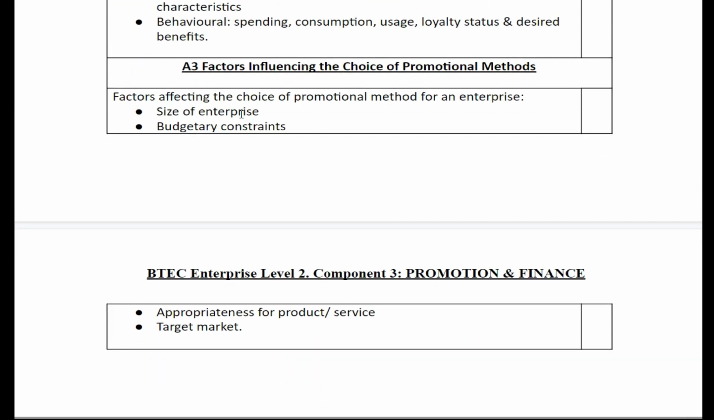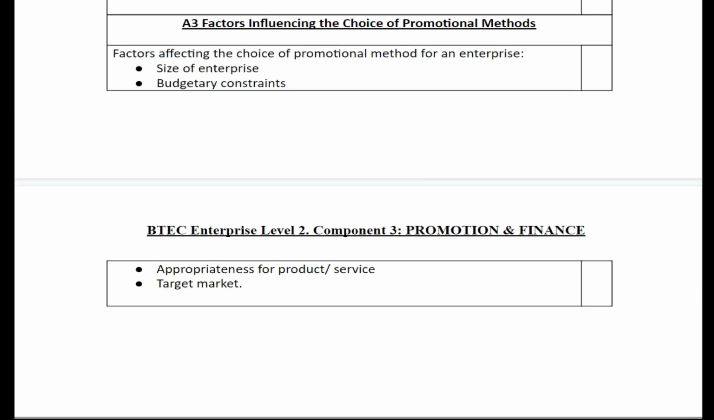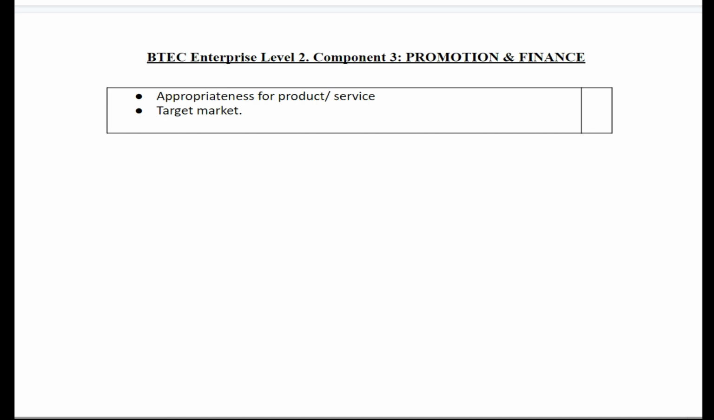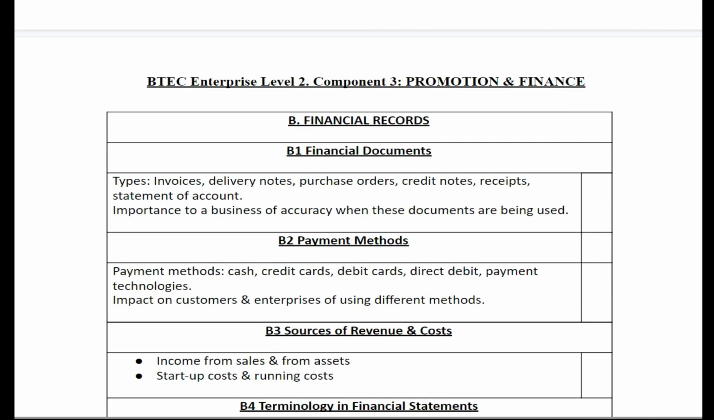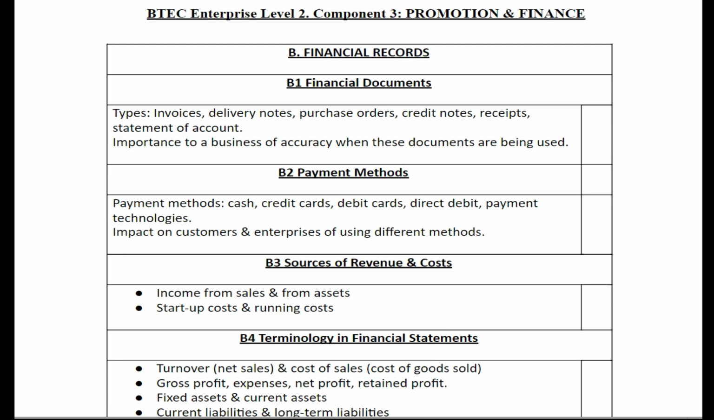Okay, so A3, factors influencing the choice of promotional method. Just about always you'll get a small business, and that means that they will face budgetary constraints. They won't have endless amounts of money. Now whatever method you choose needs to be appropriate for the product or service. Just about always TV is not going to be a good response, because it's just not segmenting the market well enough. Right, so let's move it on now to have a look at B.